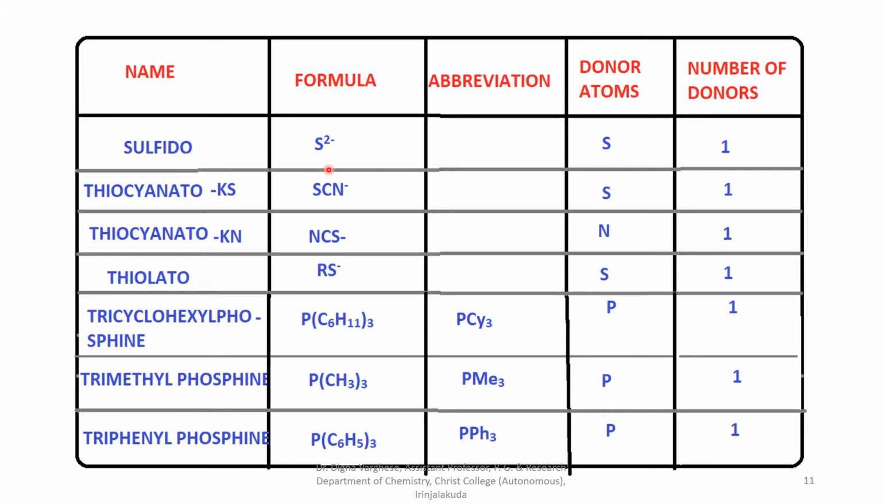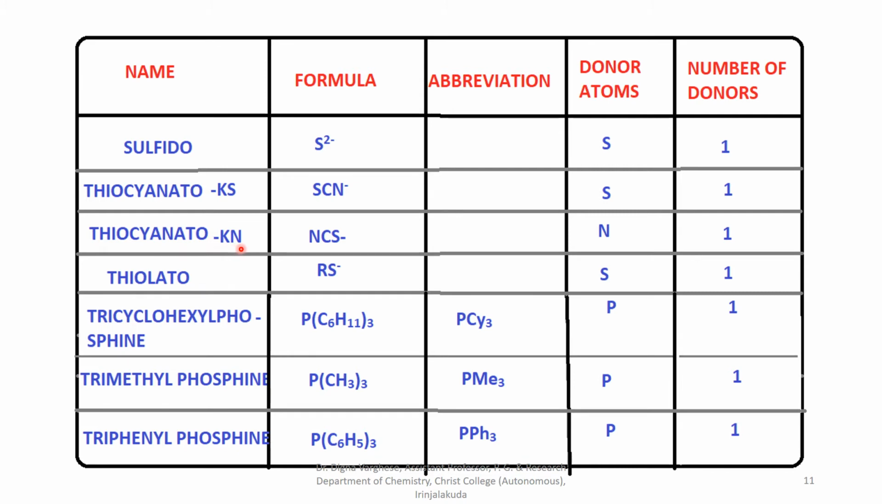Sulfido, S2 minus is the formula. Sulfur is the donor atom and 1 is the number of donor site. Thiocyanate kappa S. In this, SCN minus is the molecular formula. Sulfur is the donor site.